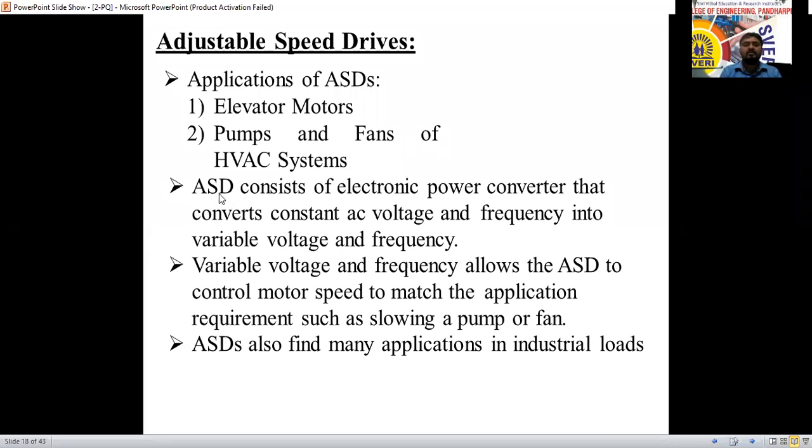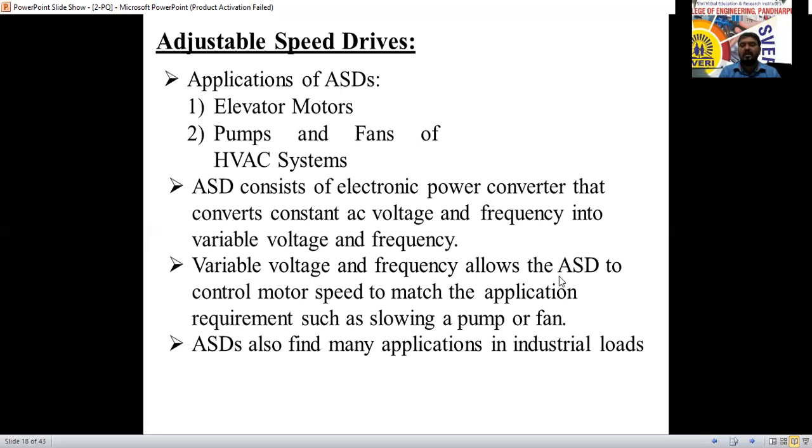Adjustable speed drives consist of electronic power converters. They convert constant AC voltage and frequency into variable voltage and frequency. That variable supply is applied to the motors. By varying the voltage and frequency, we can control the speed of the motor. That is called adjustable speed drives.